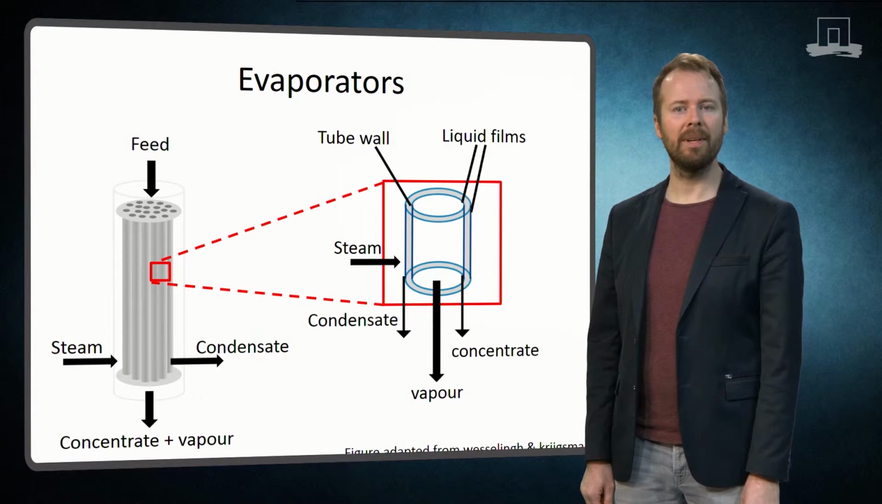By heating the film, evaporation will occur. The heat of vaporization is provided by the steam, which will condense on the outside of the tube walls, which can be recovered again.